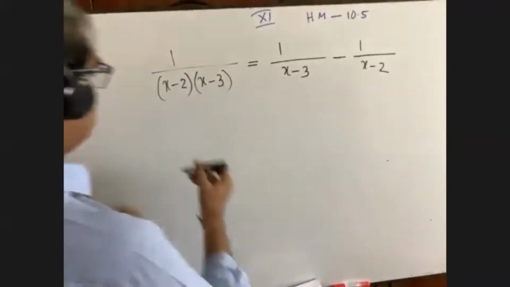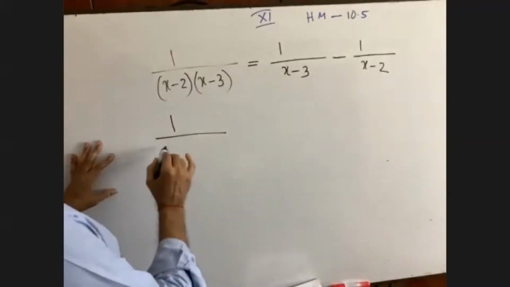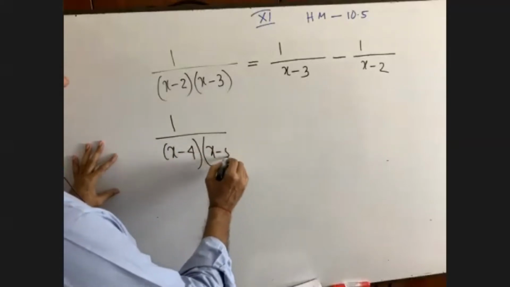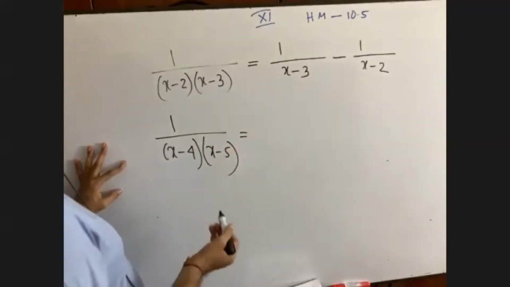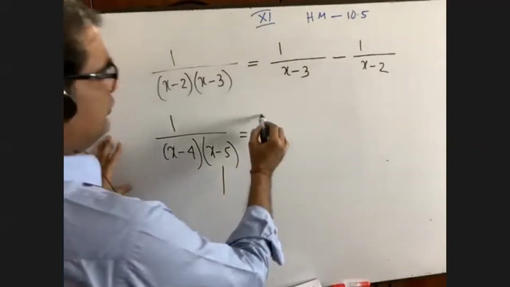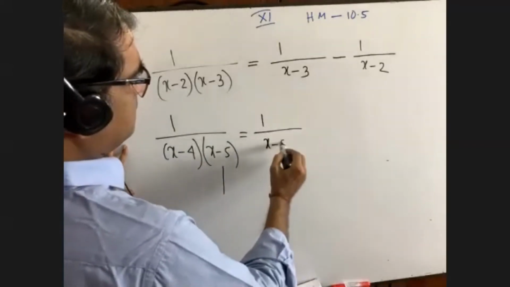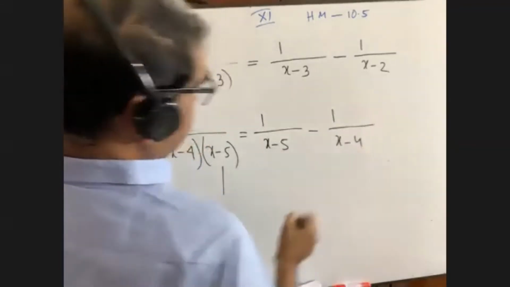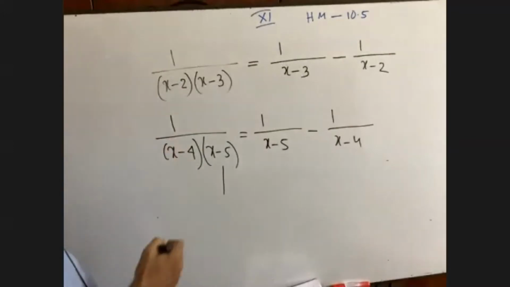If I give a question like this, 1 by x minus 4, x minus 5, which one is the smaller here? This one is the smaller one, right? So you start with that, x minus 5 minus 1 by x minus 4. You calculate it, you will get it. Okay?